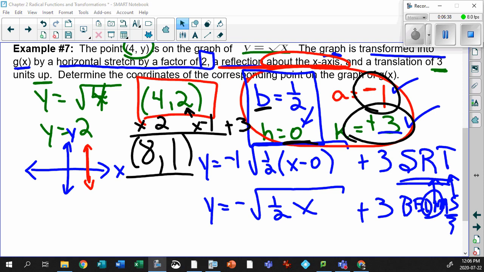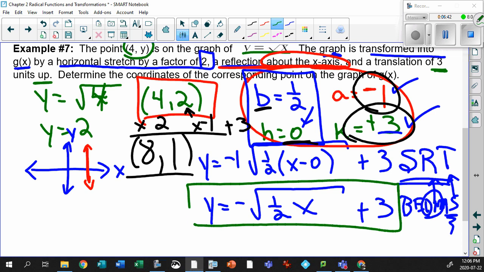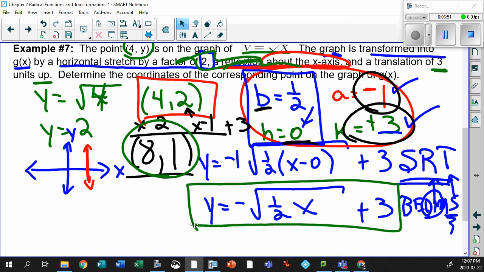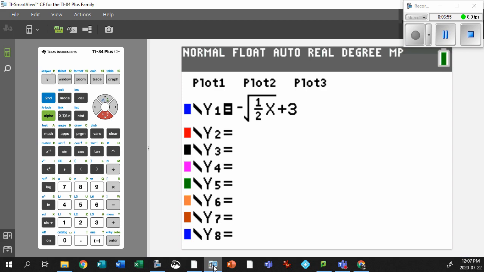But how are you sure that this works? How are you sure that this formula that I gave you here, which you developed based on all of this stuff up here, actually gives you a point of (8, 1)? Simple. Throw it in your calculator. See if you get (8, 1). Same as before. So here's my calculator. I just happened to take this formula and put it in there for you already.